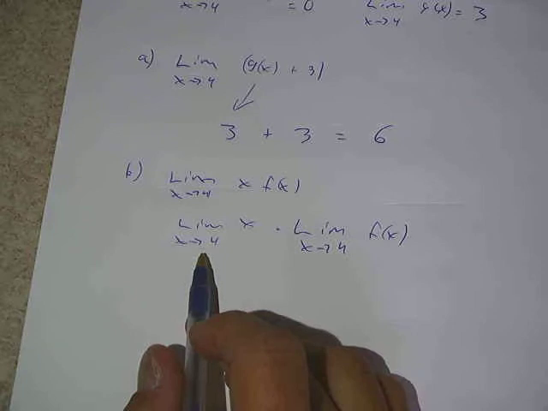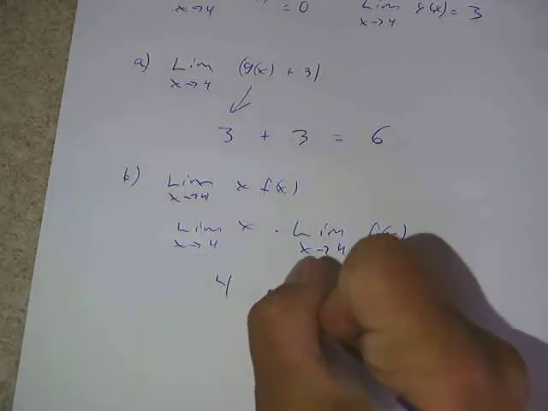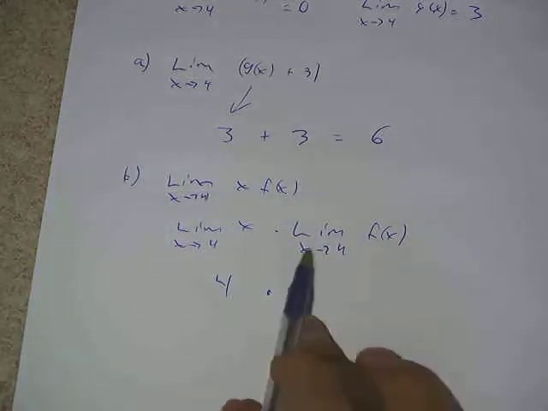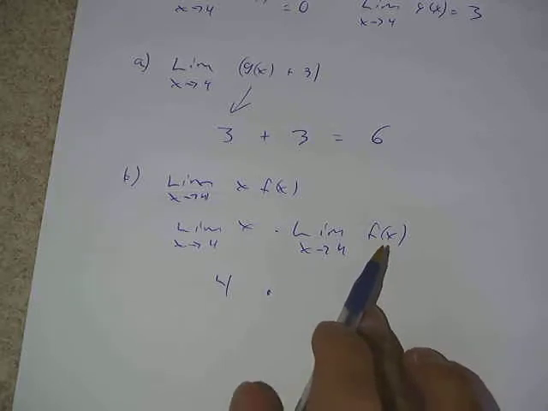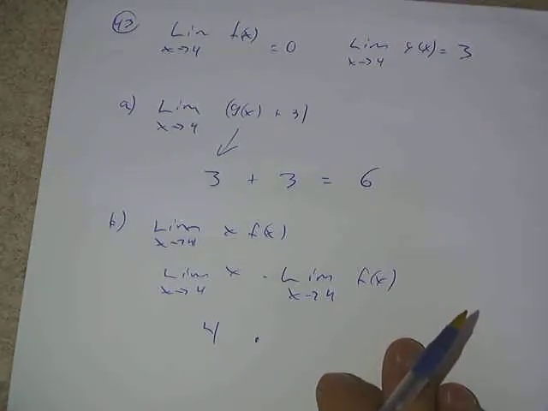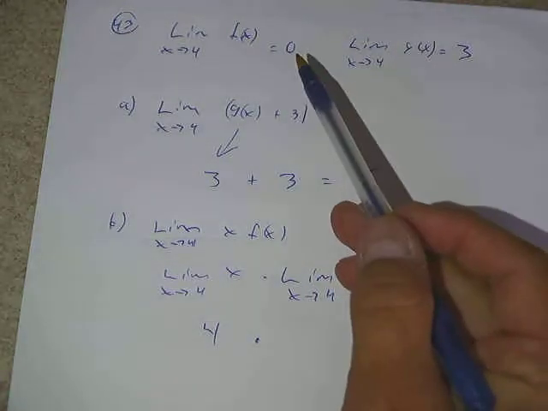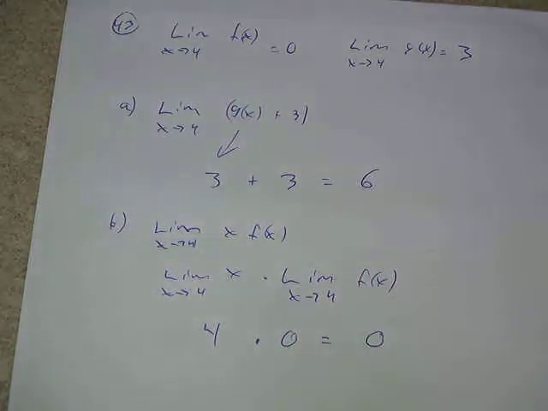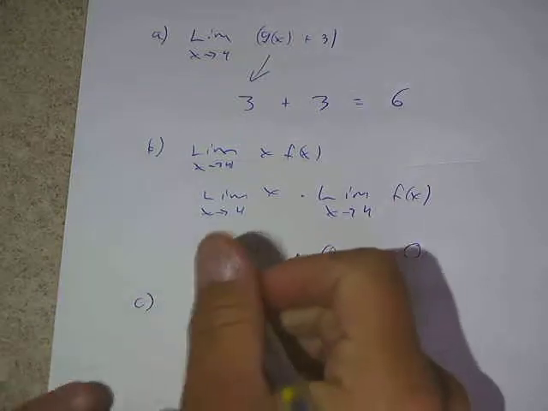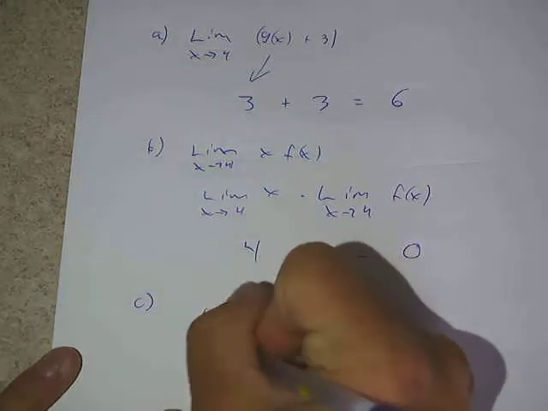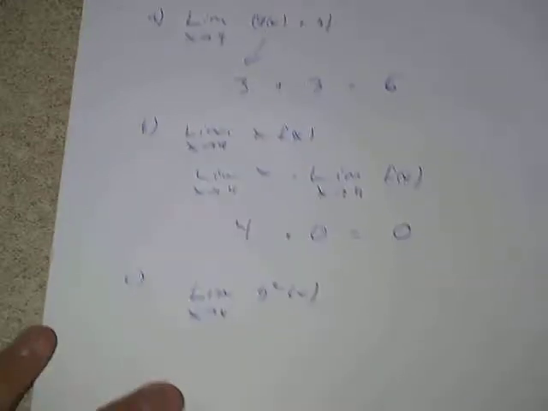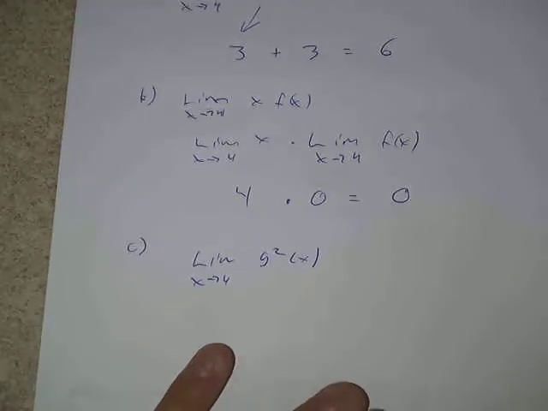So how about this one? What's our first step in evaluating any limit? Direct evaluation. So what's the answer? 4. And this one? I don't know what this function is, but what I do know is I already know the answer to the limit up here. It's 4 times 0. So ultimately the answer to that one would be 0.